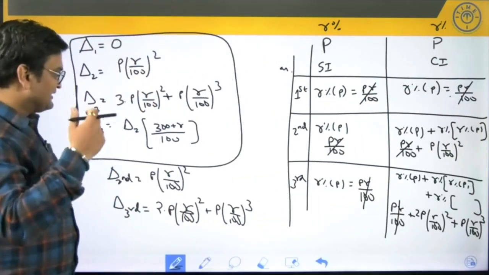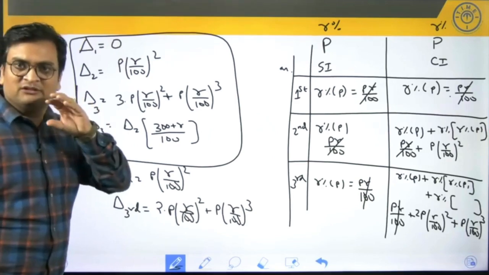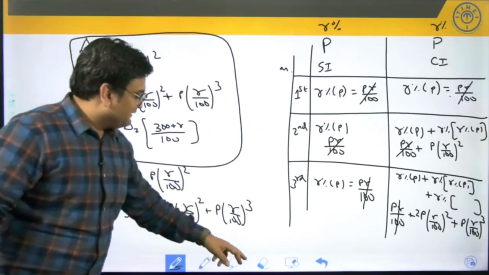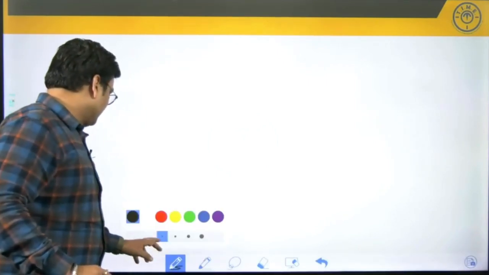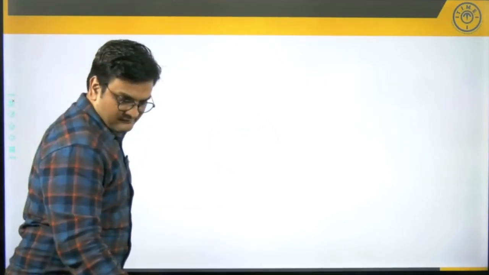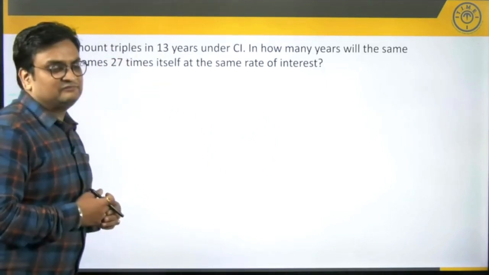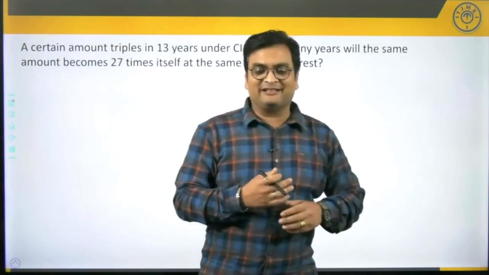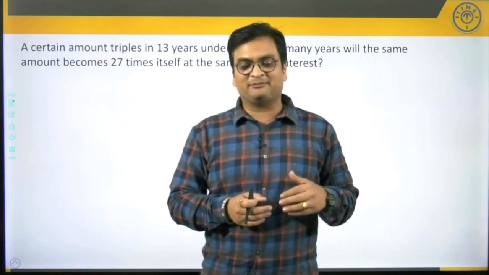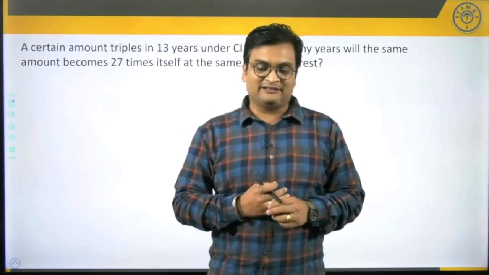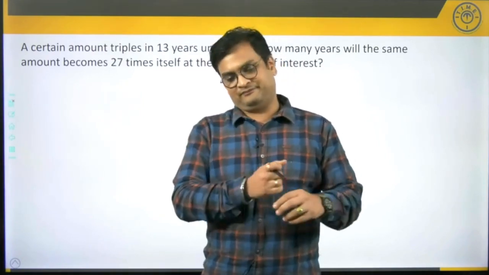So these are some initial discussions that I wanted to have with respect to CI, SI versus CI. And now, let us take up some examples. Look at this. It says a certain amount triples in 13 years under CI. In how many years will the same amount become 27 times itself at the same rate of interest?